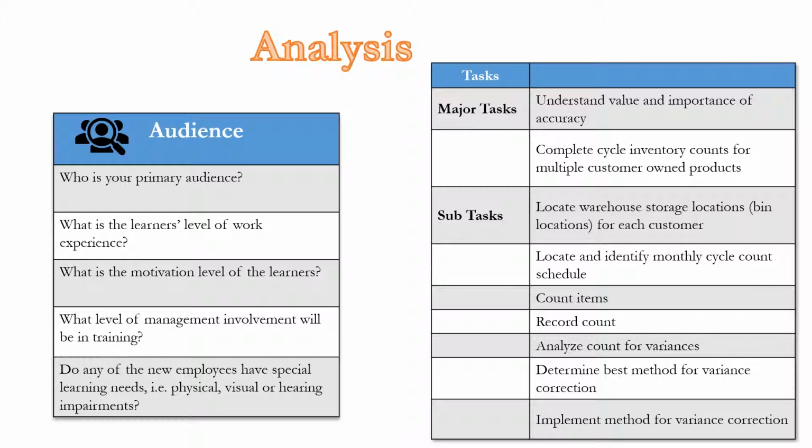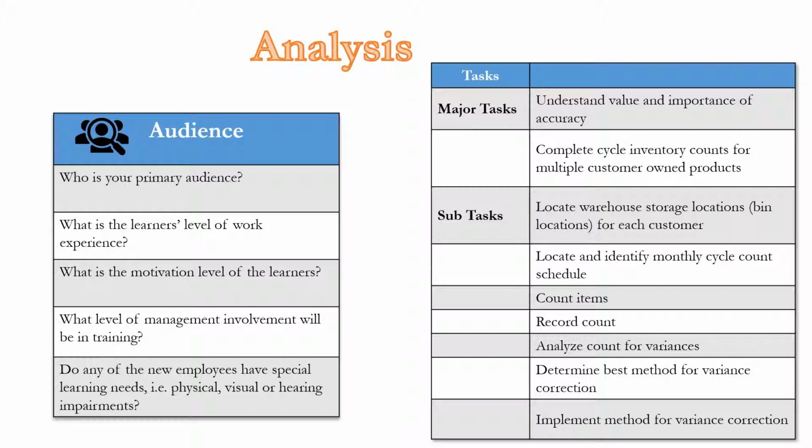We know the primary audience are the new employees who have previous inventory knowledge, however, have no Company X knowledge except for what was gained during the onboarding process. These learners will be highly motivated because they are new to Company X, all had good references, and are now trying to prove they will add value to the company with their quality work. The training will be led by Company X's inventory control supervisor, and no special accommodations are needed for this training.